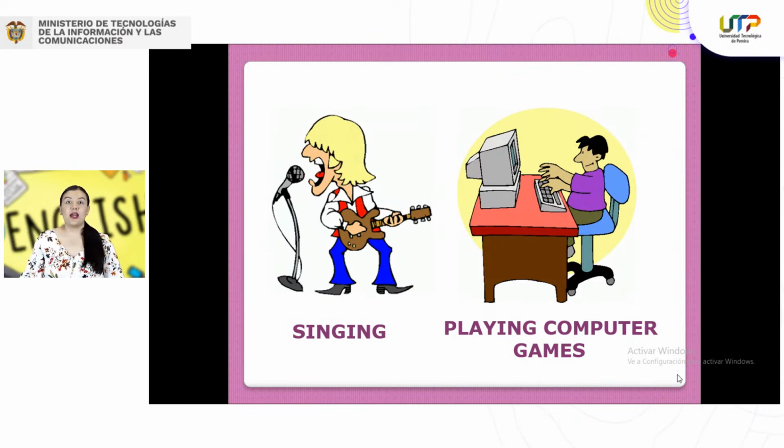Yo les voy a mostrar a ustedes la actividad del tiempo libre, de todas las que acabamos de ver, y ustedes lo que van a hacer es escribir en el chat qué actividad es esa que estoy mostrando, ¿ok? Si yo muestro la actividad de montar a caballo, so you're going to write there, riding a horse, yes, riding a horse. So we're going to see who is the first person to write the activity on the chat.